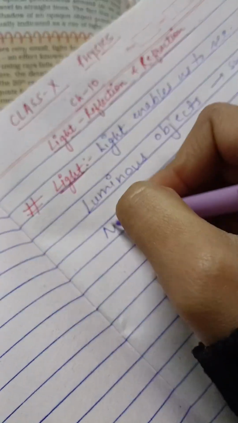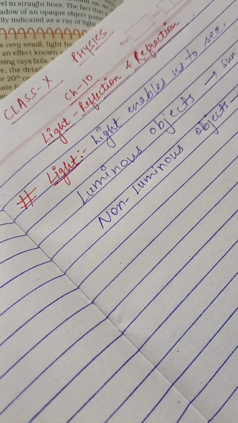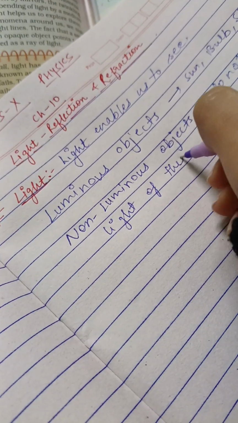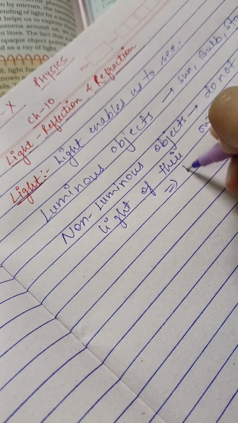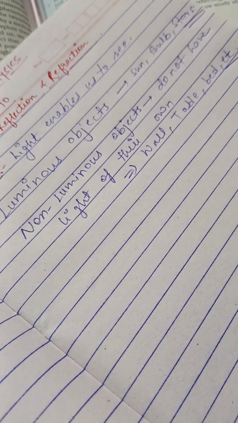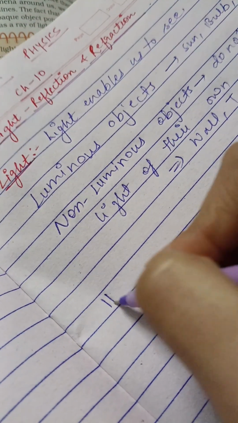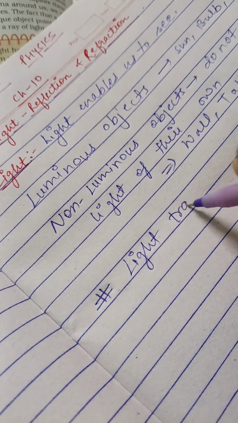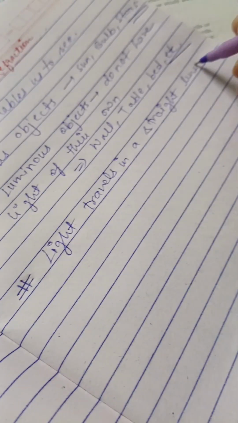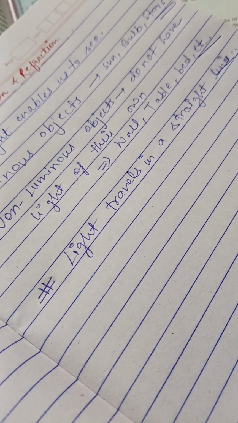Okay, then there are non-luminous objects. Non-luminous objects are the objects which do not have light of their own. For example, wall or table, bed, etc. They do not have light of their own, they just reflect light coming through any luminous object. Also, an important part about light is that light always travels in a straight line.